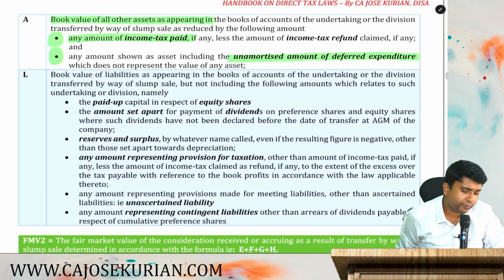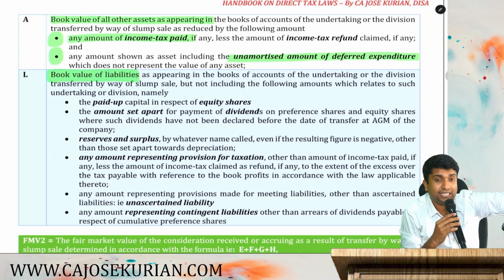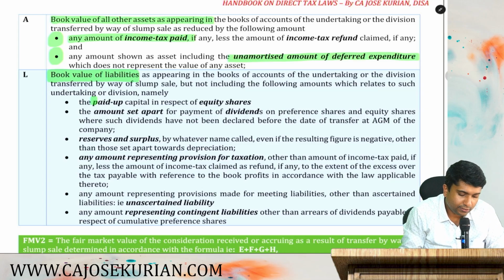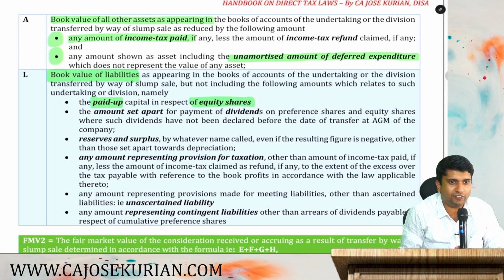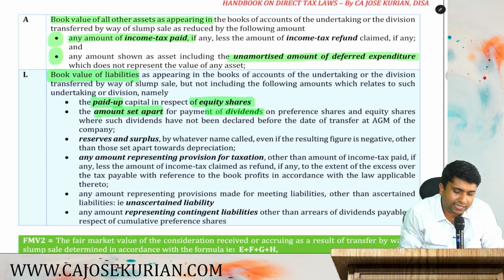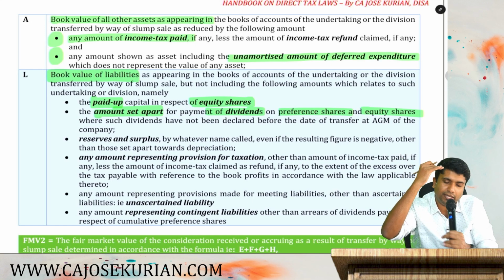Liability. You tell me how do we value liability? You take the book value of all the liability excluding some. When you take the liability, you are not supposed to take the following liabilities. Which all are the liabilities that you are supposed to exclude? Let's see. Number one, paid up equity shares. Obviously, that is not your outside liability. So, you are not supposed to take equity share capital. An amount set apart for paying dividend on preference as well as equity shares. If there is some amount that you have set apart for paying dividend, either for equity shareholders or preference shareholders, that also has to be excluded.